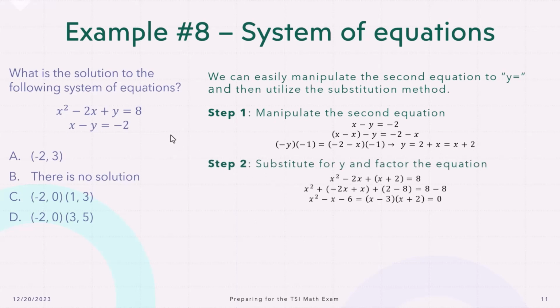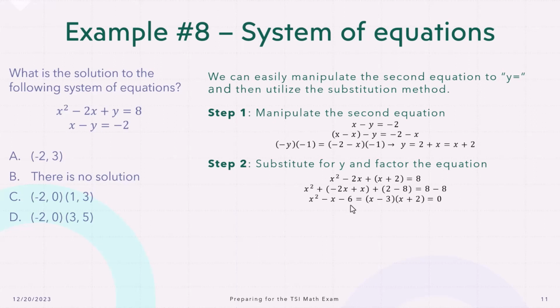Now we can substitute for the y in the first equation and factor out the equation. So we have x squared minus 2x, and we substitute for y the x plus 2, equals 8. Then we put the common terms together, and we subtract the 8 from the right side and move it to the left side of the equal sign because we want to set this equal to 0. So that gives us x squared plus negative 2x plus x plus 2 minus 8 equals 8 minus 8, or 0. That's going to leave us with x squared minus x minus 6.